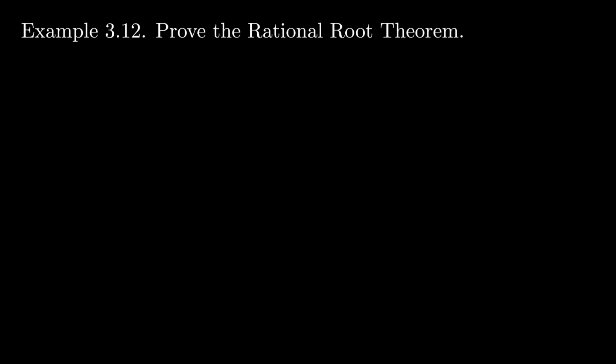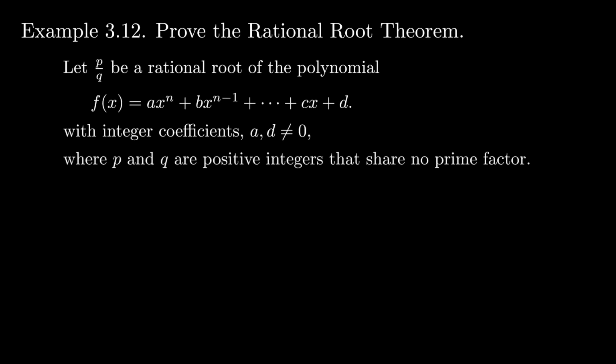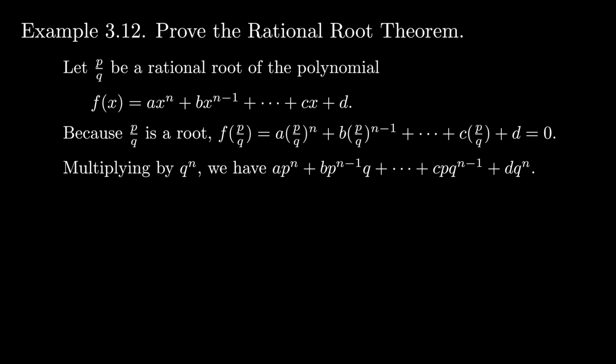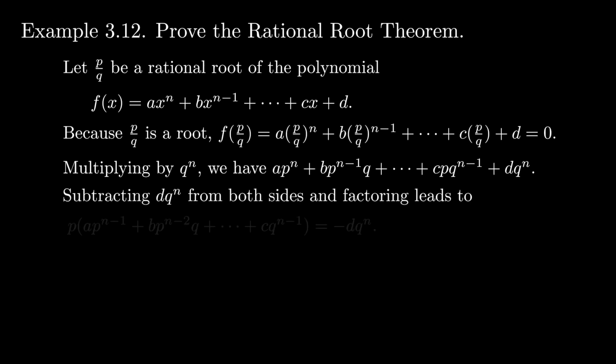Here's a proof of the rational root theorem. Let p over q be a rational root of the polynomial f of x with integer coefficients, where p and q are positive integers that share no common factor. Because p over q is a root, f of p over q equals the following, by the definition of a root. Then we multiply by q to the n. Subtracting d q to the n from both sides and then factoring the p out leads to the following.